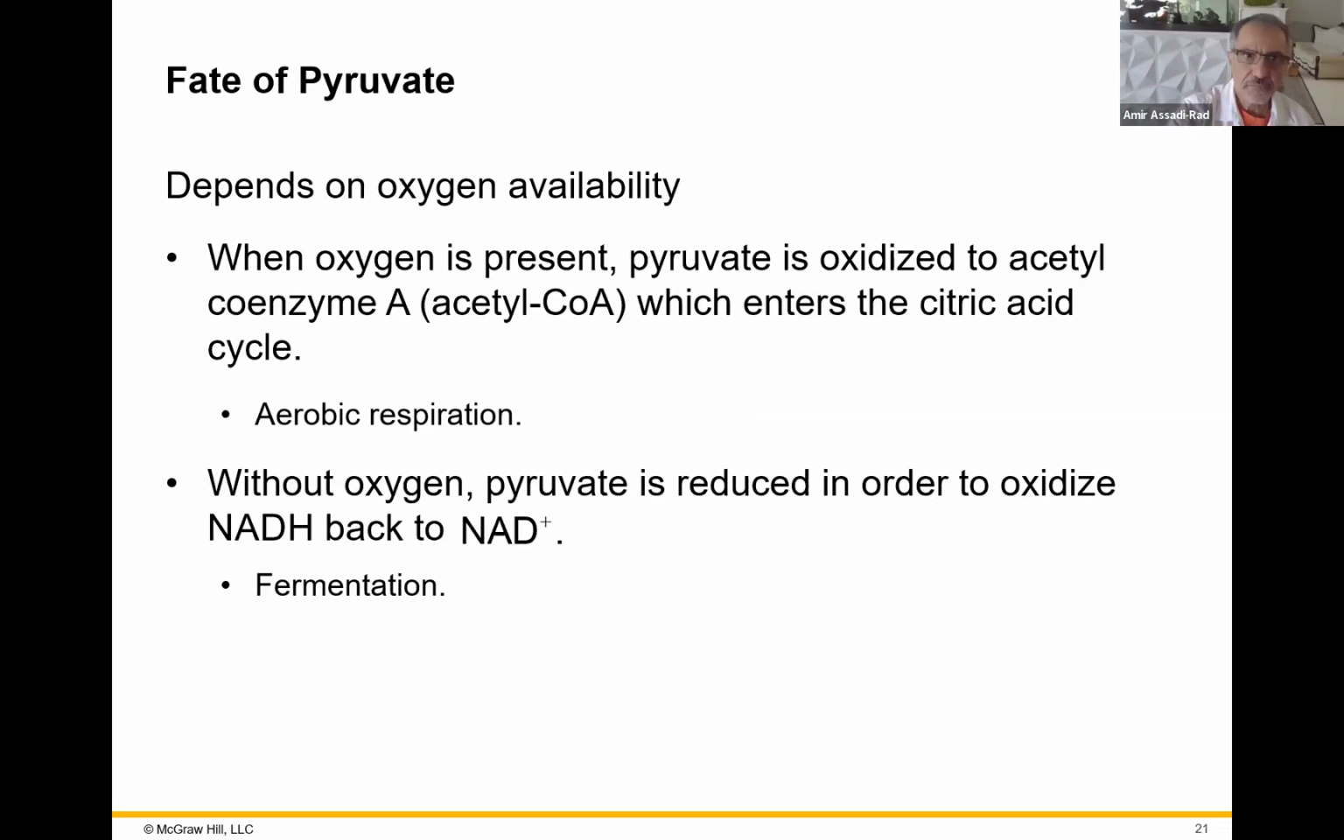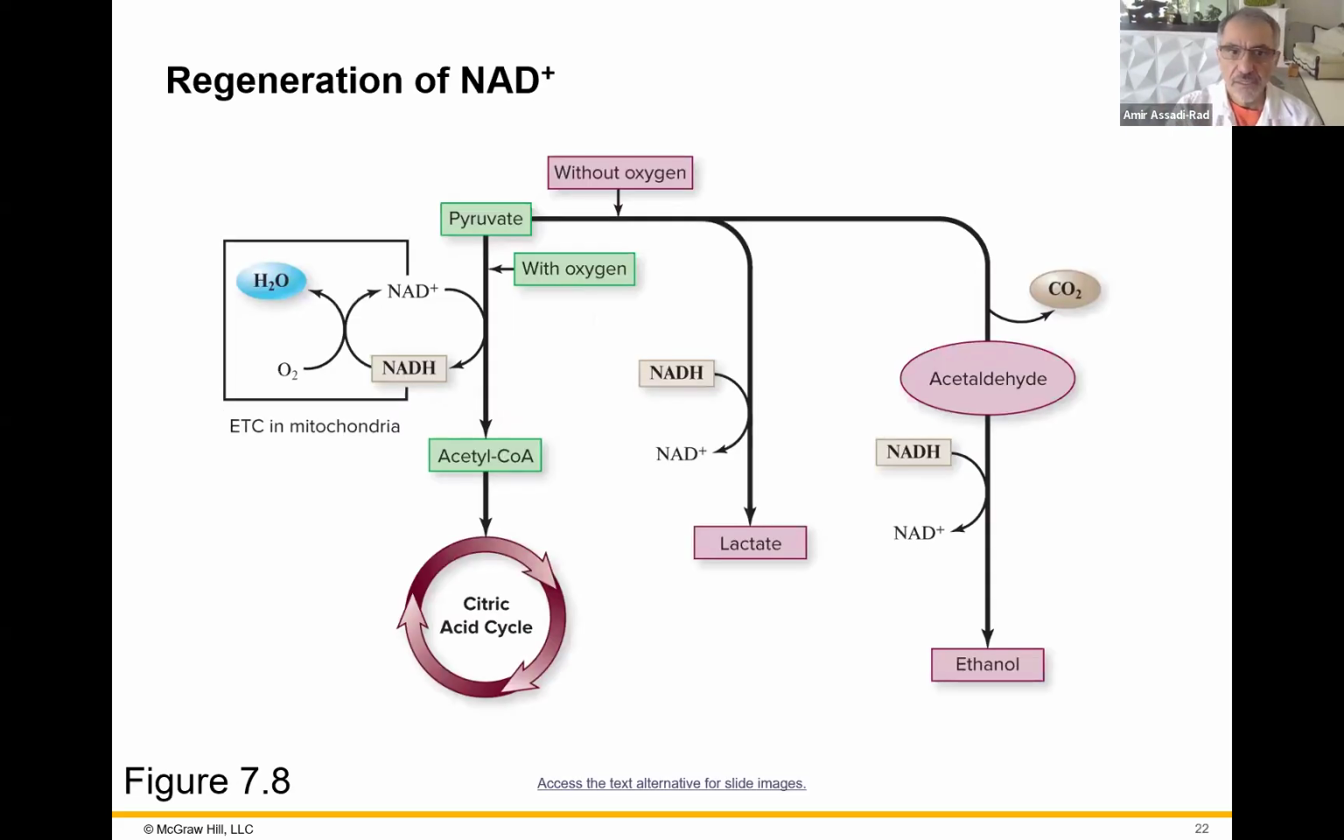It will make sense. The fate of pyruvate depends on oxygen availability. When oxygen is present, pyruvate is oxidized to acetyl-CoA, which enters the citric acid cycle, aerobic respiration. Without oxygen, pyruvate is reduced in order to oxidize NADH back to NAD, which is fermentation. Yeah, you will see that.